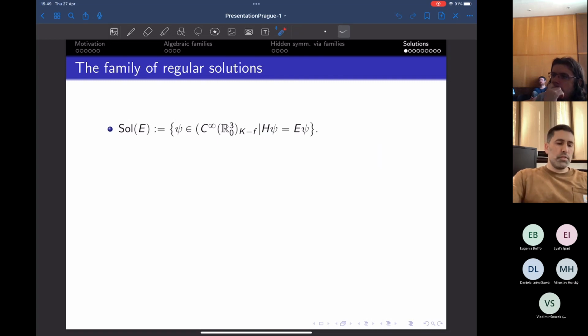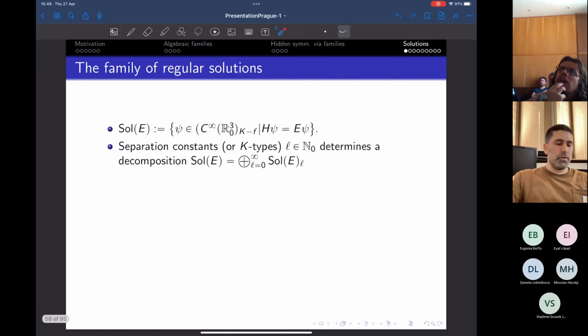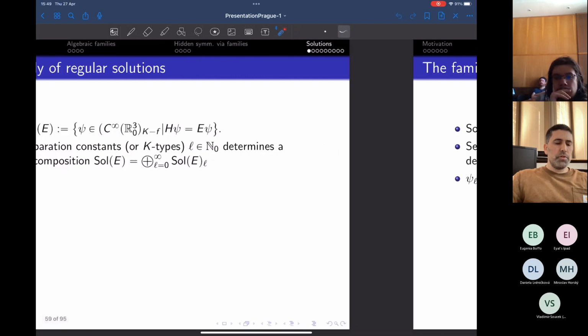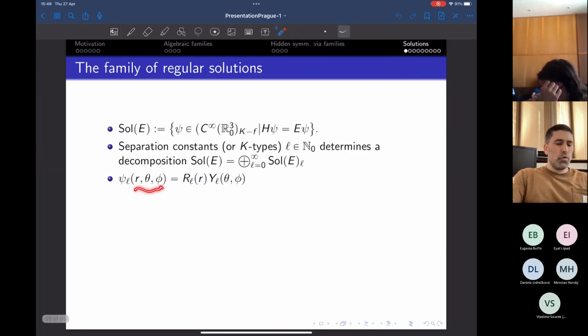So the first step is to consider this solution space. E is an arbitrary complex number. Look at all smooth functions on the complement of the origin that are K-finite, that behave well under the action of SO3, that solve the Schrödinger equation with this specific energy, with this specific complex number. And consider separation of variables. Look at separable solutions with respect to polar coordinates.